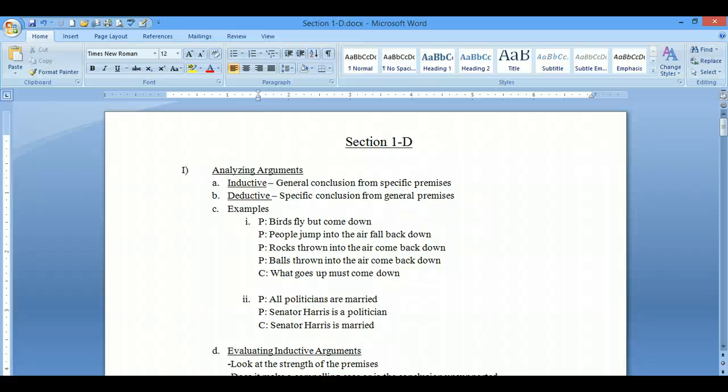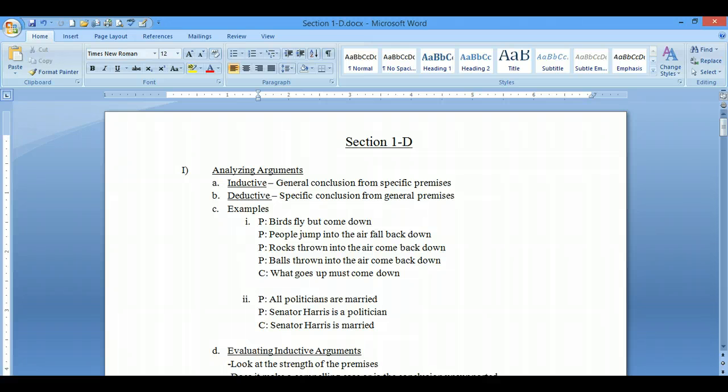Welcome to Section 1D. Roman numeral 1 is analyzing arguments. We have two different arguments, inductive and deductive. An inductive argument is where a general conclusion comes from very specific premises. A deductive argument is a very specific conclusion from general premises.